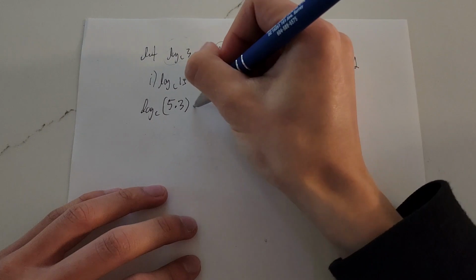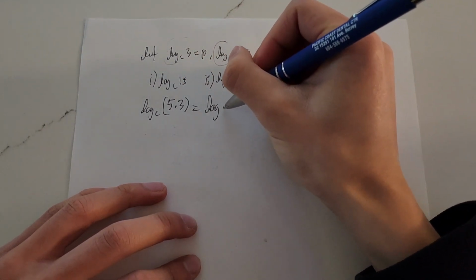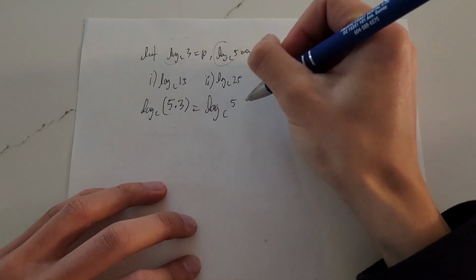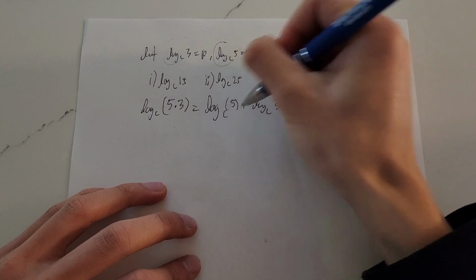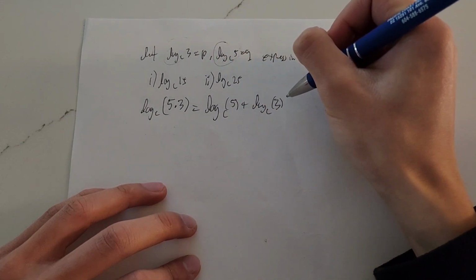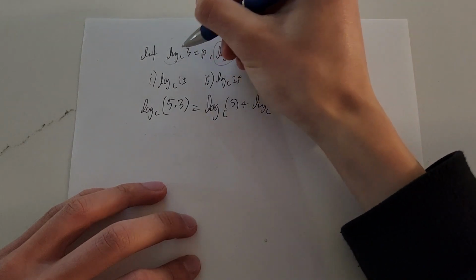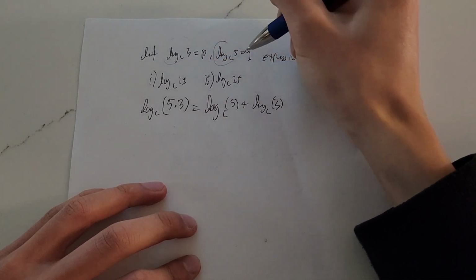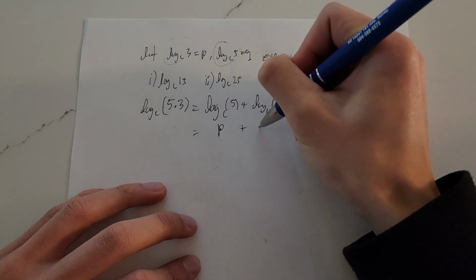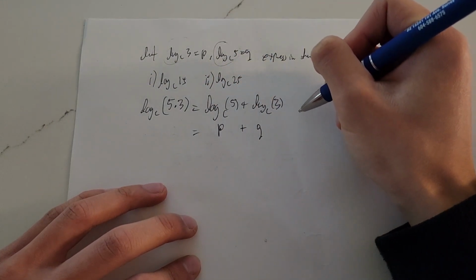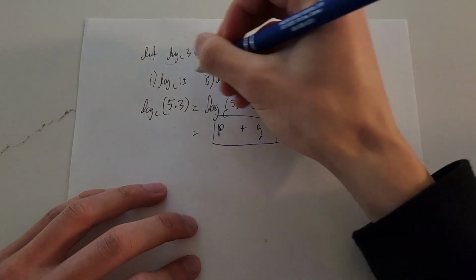So what is that also equal to? Well, according to the multiplication rule, it's log base c of 5 plus log base c of 3, right? So now what do we have? Since we've expressed it in terms of log c 3 and log c 5, that is therefore equal to p plus q. And that is how we express it. This is going to be our answer for the first part.